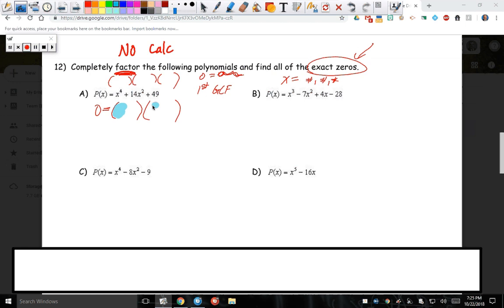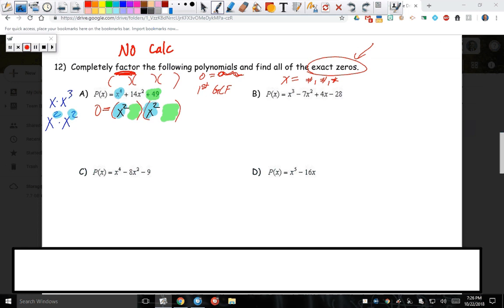These first two terms will multiply to get me an x to the fourth. Okay? Yes, they could be x and x to the third, but primarily our first go-tos should be the ones that are basically kind of closer together. Okay? 3 and 1 are a little bit further apart than 2 and 2. So we're going to start with x squared and x squared. And then we're going to concentrate on the last term. Okay, so the last term is a 49, which now these two terms will multiply to get a 49.